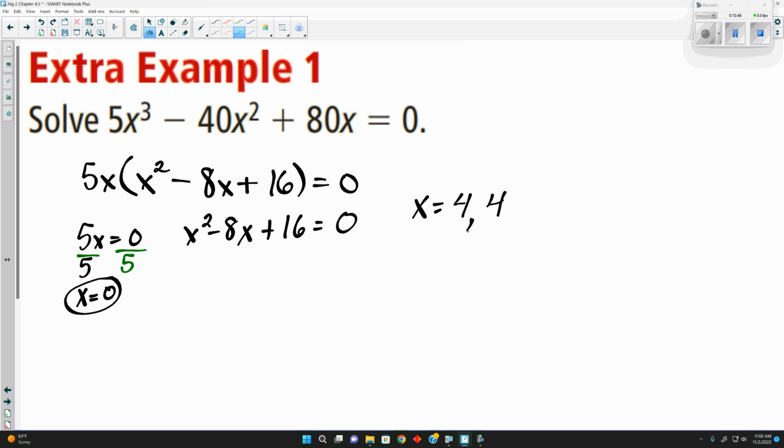Now we went over this with quadratics and graphing. If it touches the x-axis but doesn't cross it, it has an even multiplicity, an even number of zeros there. So there's 2 of them.